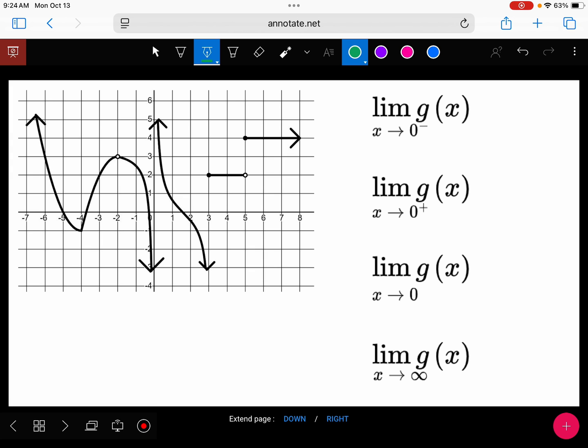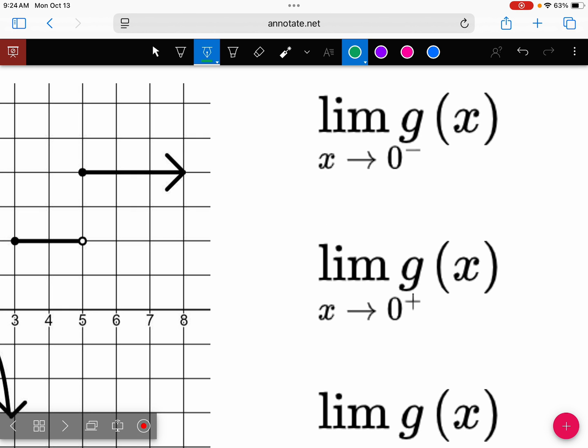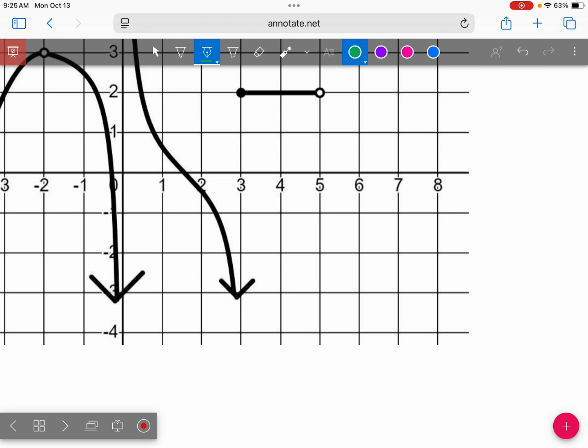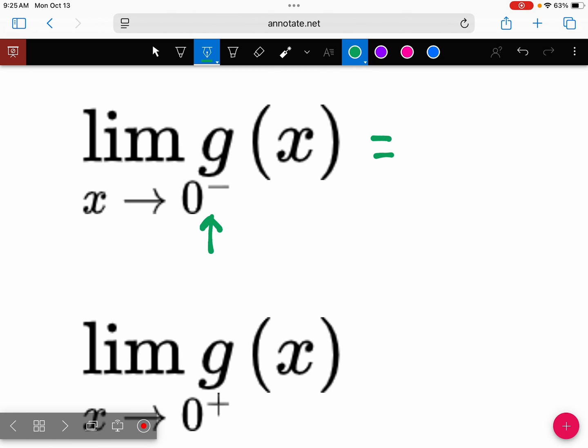All right, so here's that middle column of questions. Now we're going to look at 0. What is our limit as we approach 0 with a minus sign? Negative infinity, because that's looking at 0 from the left. That's this guy over here, and it's going down. So it's going to be negative infinity.